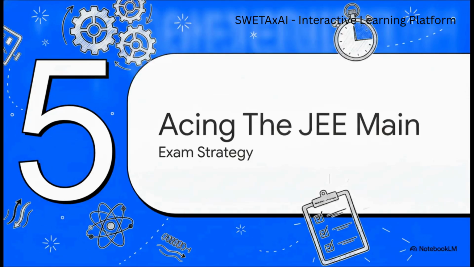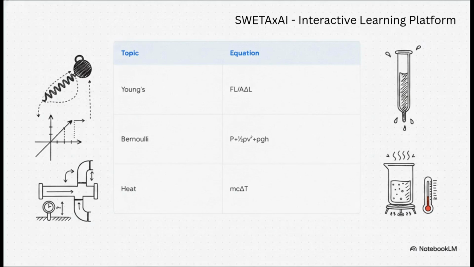Finally, Section 5, Acing the JEE Main. Having a solid strategy is half the battle. Here are the top formulas you absolutely must memorize. You've got Young's modulus, Bernoulli's equation, the capillary rise formula, and the classic Q equals mc delta T for heat. These are your heavy hitters for this unit. You need to know them backward and forward.